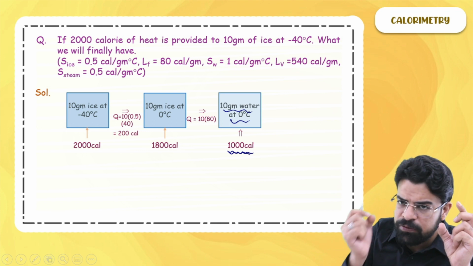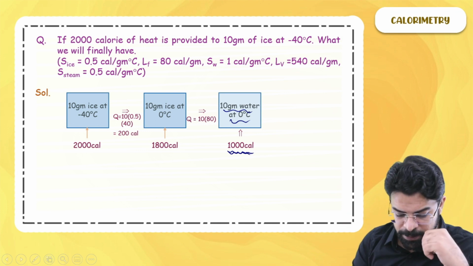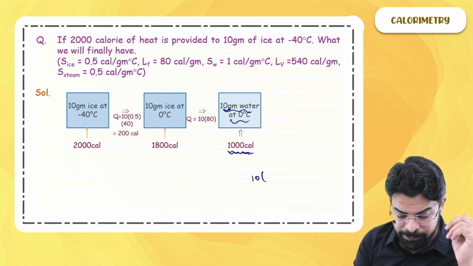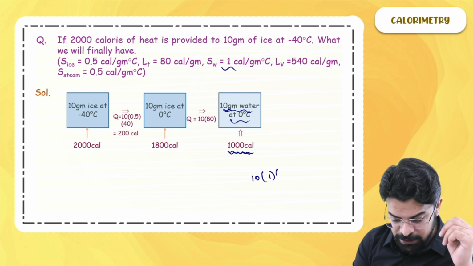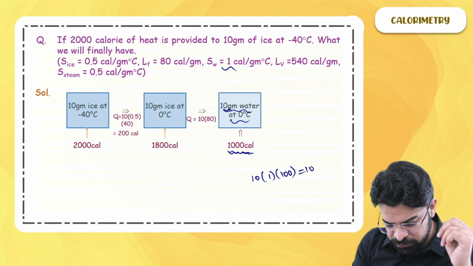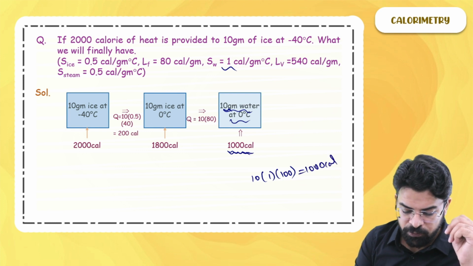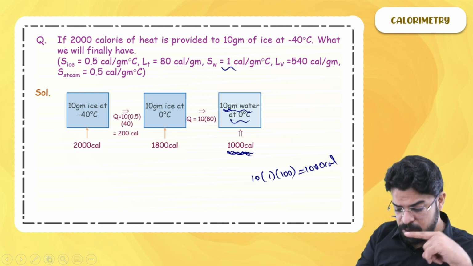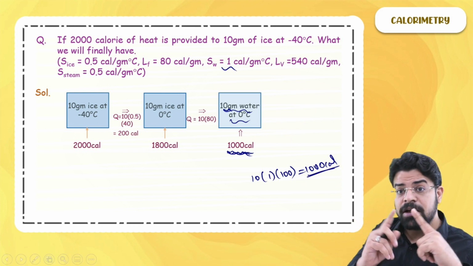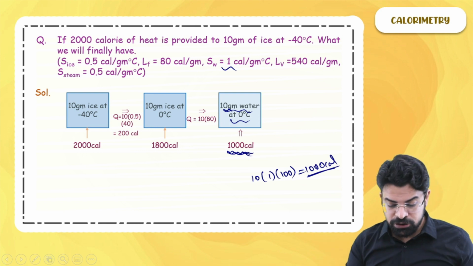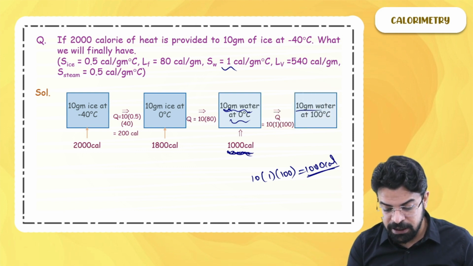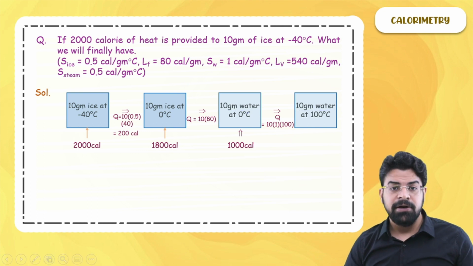The next amount of heat will be utilized for that. So the amount of heat required to raise the temperature of water from 0 to 100 will be m into specific heat of water 1 into delta T. That will be 1000. Now we are providing 1000 calorie, and exactly 1000 calorie is required to increase the temperature of 10 gram of water from 0 to 100. So on providing this further 1000 calorie, we will finally have 10 gram of water at 100 degrees centigrade.